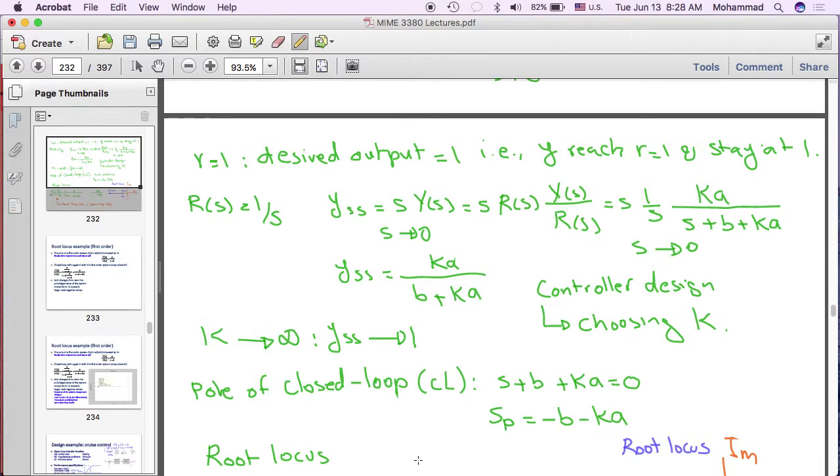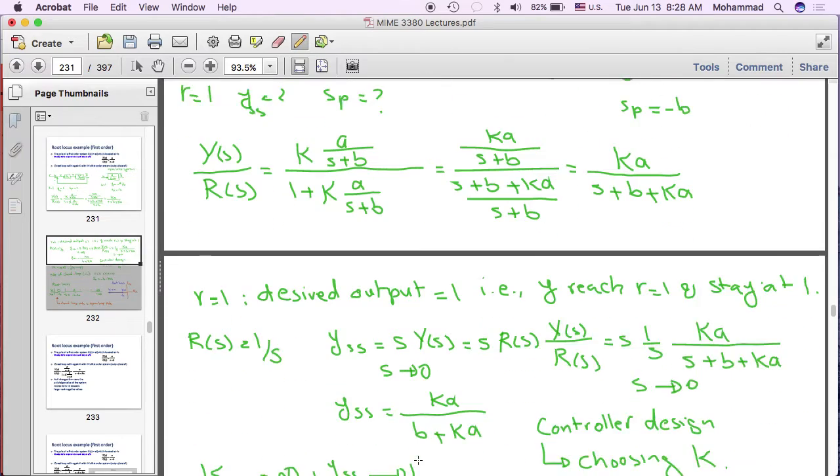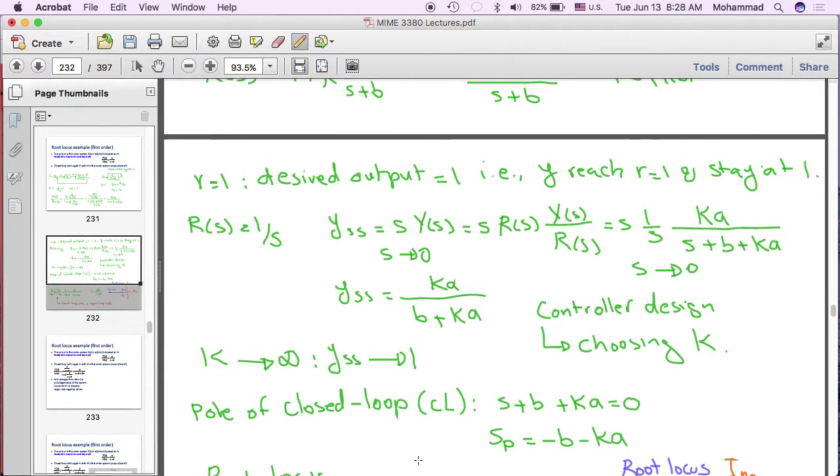So for a general first order system, we calculated y steady state to be k times a over b plus k times a. What are a and b? Let me show you one more time. Where a is the numerator of the open loop transfer function and b defines the location of the pole. So this calculation that we did last time tells you that y steady state is ka over b plus ka. So if you want y steady state to be 1, k has to approach infinity. So it has to be a very, very large number.